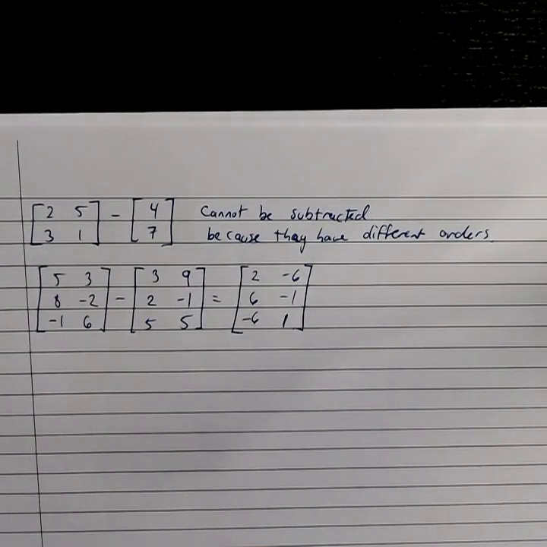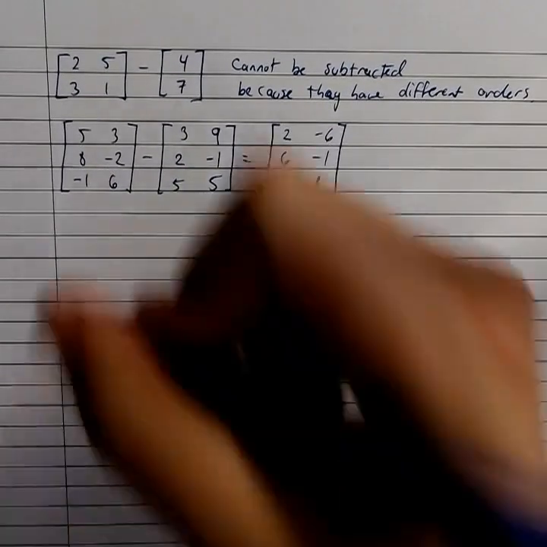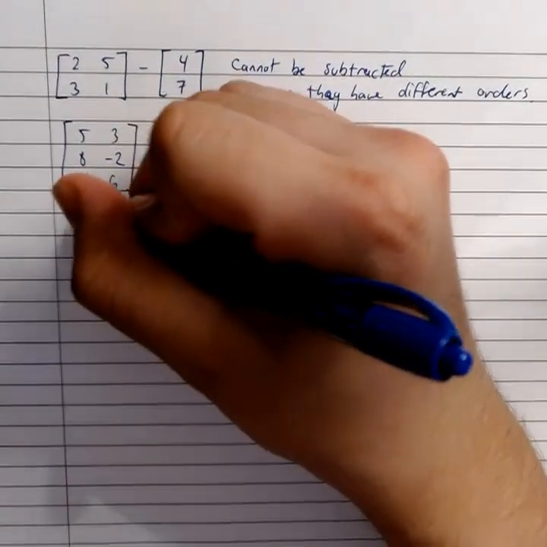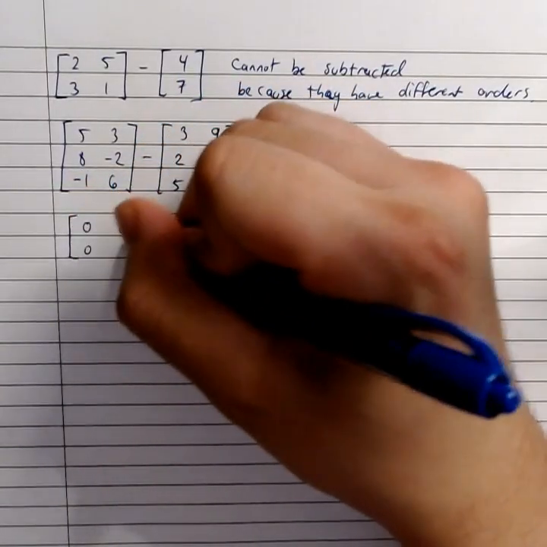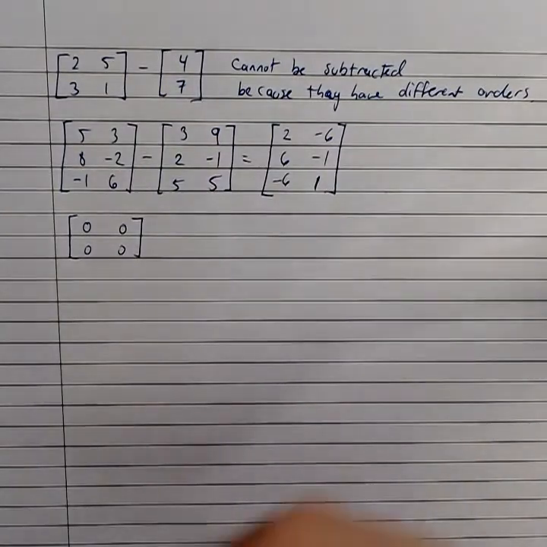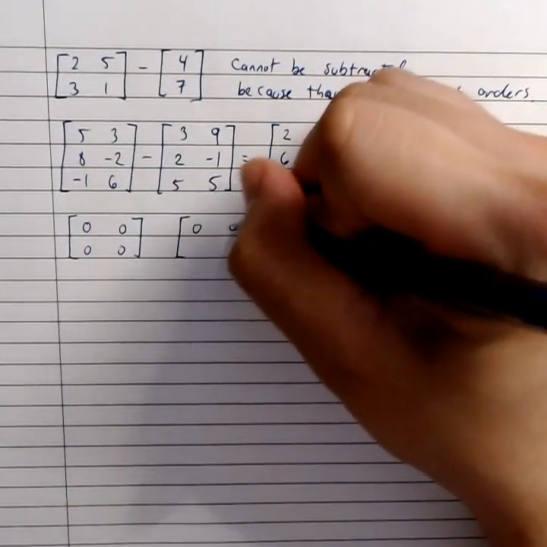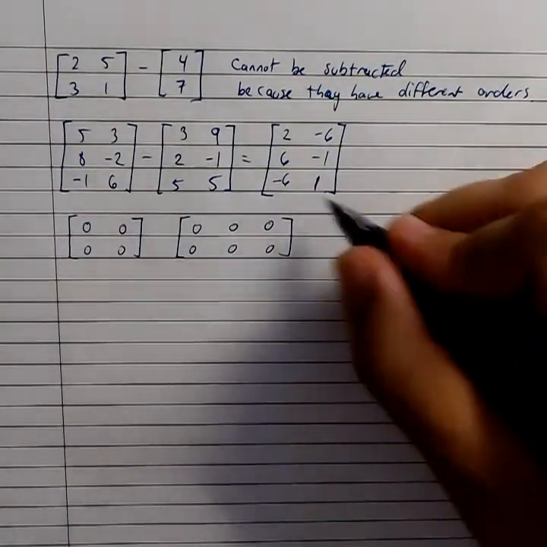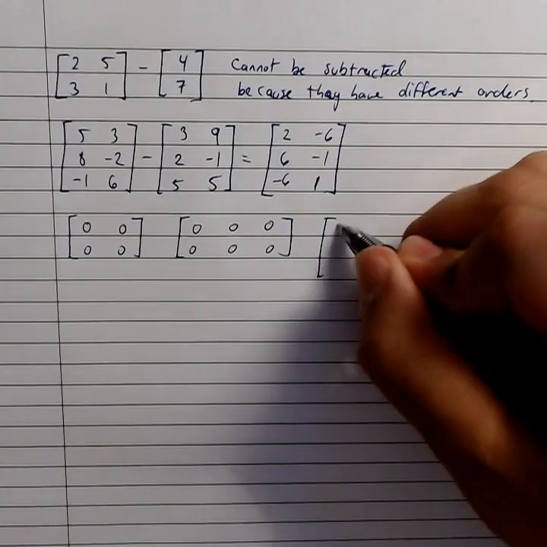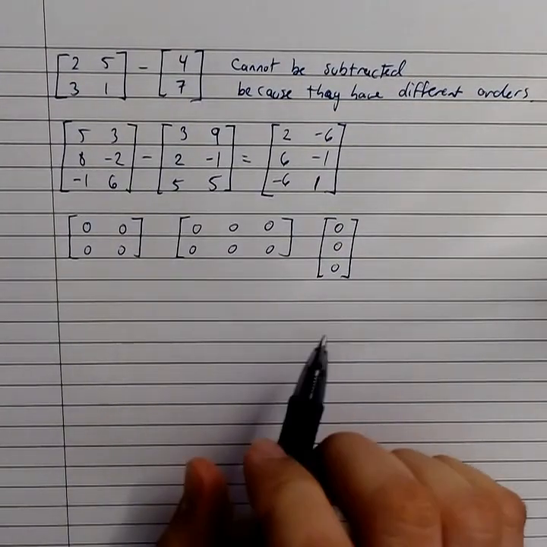Now, when we're looking at matrices, there's going to be one particular matrix that will show up from time to time. Sometimes you'll have a matrix which is made up of all zeros. So for example, this. Or you'll have a matrix that looks like this. Or maybe you'll even have a matrix that looks like this. These are called the zero matrix.